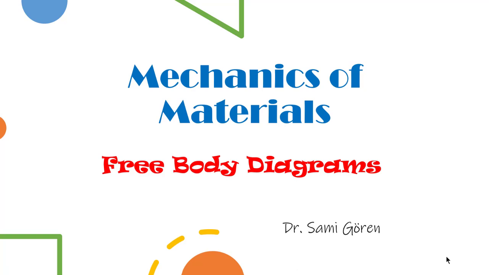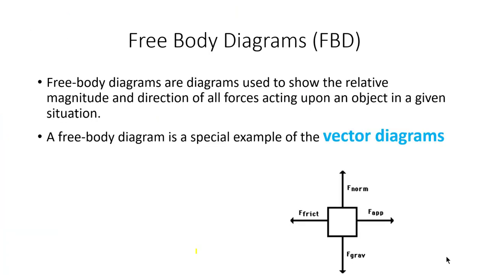Mechanics of materials, free body diagrams. We are going to study free body diagrams. FBDs are diagrams used to show the relative magnitude and direction of all forces acting upon an object in a given situation. A free body diagram is a special example of the vector diagrams. Now we will study vectors.